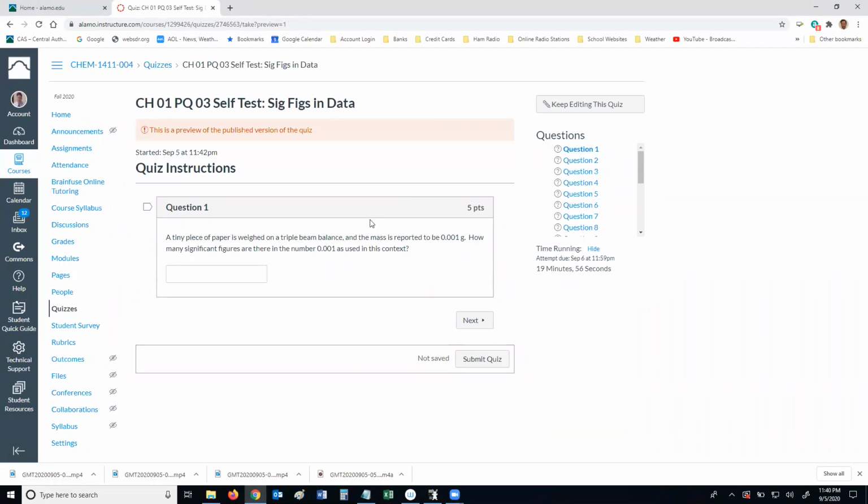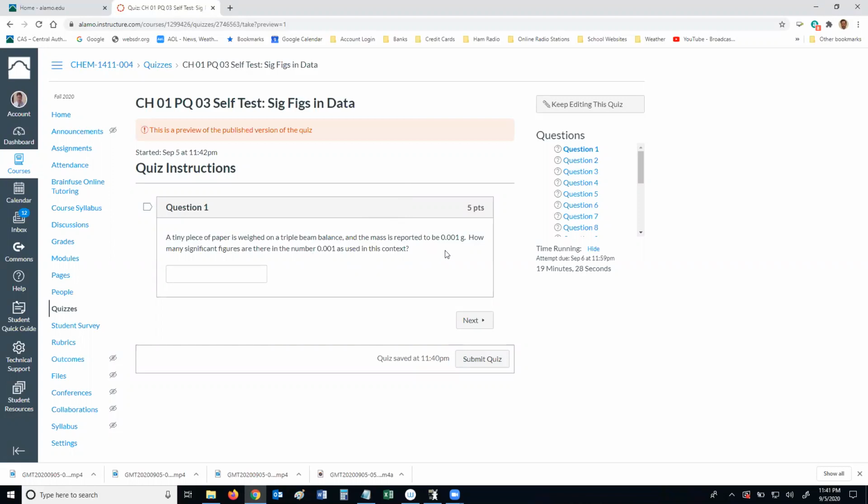Okay, question 1. A tiny piece of paper is weighed on a triple beam balance, and the mass is reported to be 0.001 grams. How many significant figures are there in the number 0.001 as used in this context? Well, this is a measurement, so it follows the rules of significant figures for data.